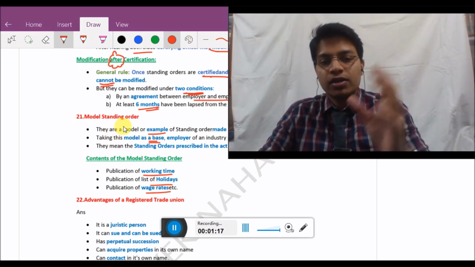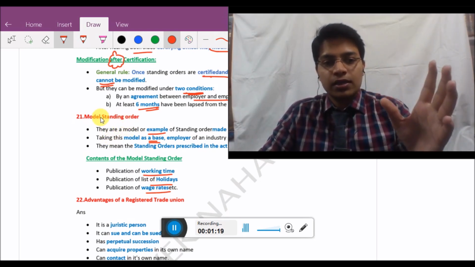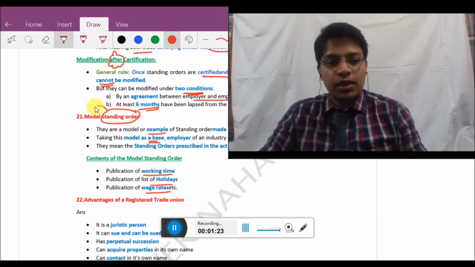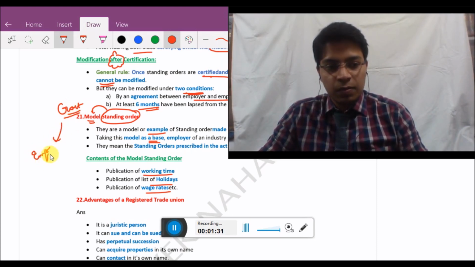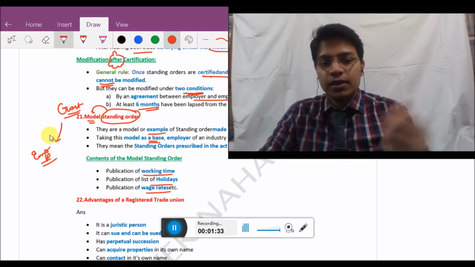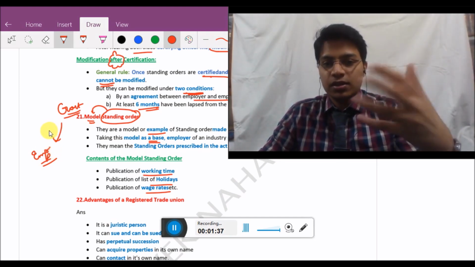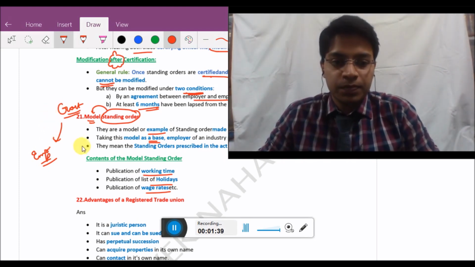So what is the model standing order? Model standing order, as the name itself suggests, is an example of standing order given by the government, and based on this the employer prepares his own standing order. What are the contents? Contents are 3: working time, holidays, and wage rates. Similarly, other points also will be there.